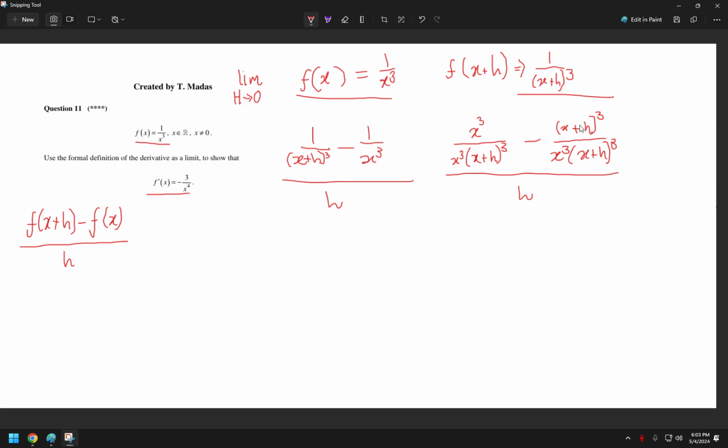So what I would do is I would expand this top right. So I'll do this at the bottom left here. So x plus h, x plus h, and x plus h. This turns into x squared plus 2hx plus h squared for the first two brackets. Now I'll bring the last bracket down.